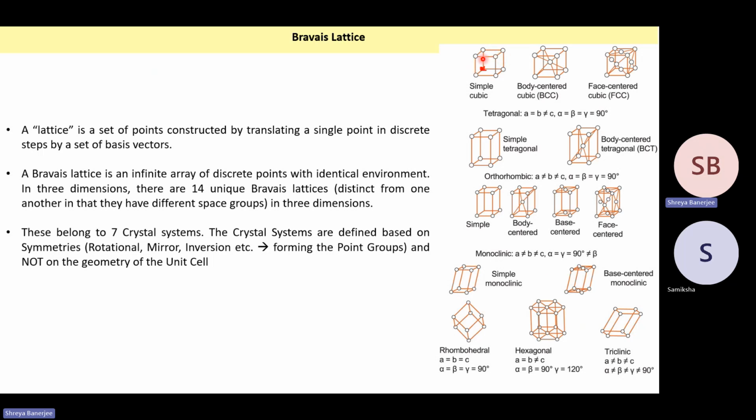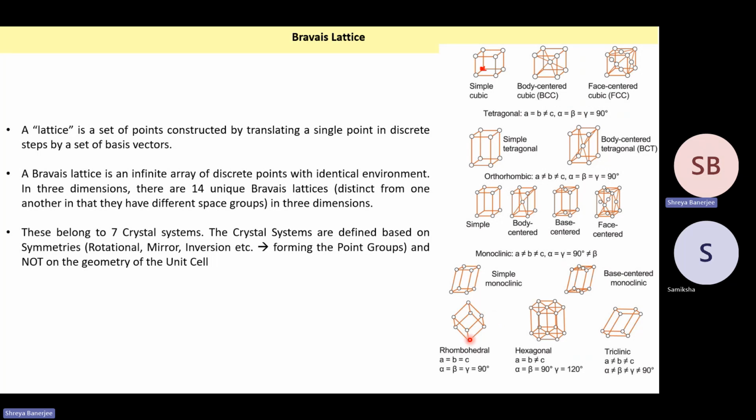In cubic, all sides were equal and all angles were 90. In tetragonal, one side became unequal. In orthorhombic, all the sides became unequal. In monoclinic, all sides are also unequal and one angle is also not 90. So like that, slowly the symmetry is being lost.